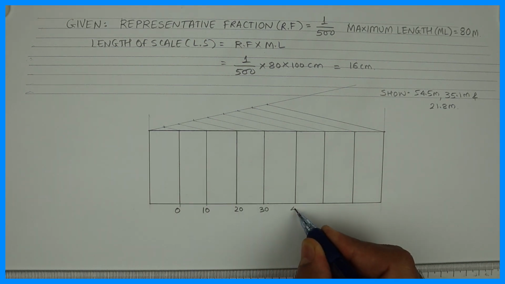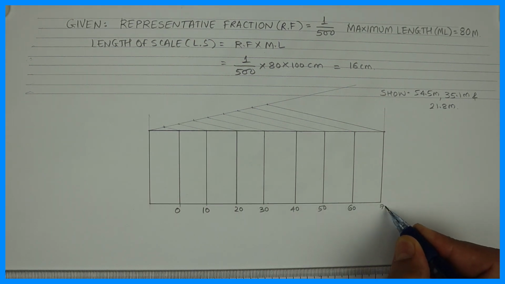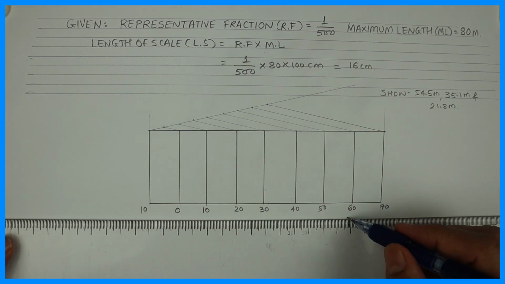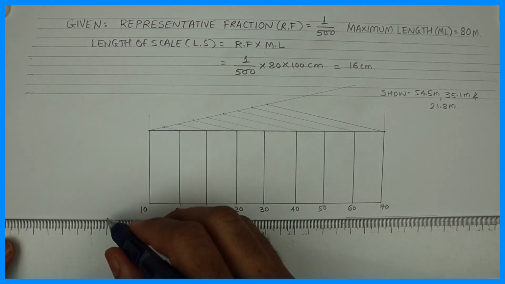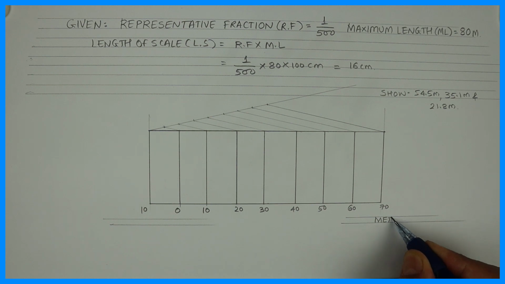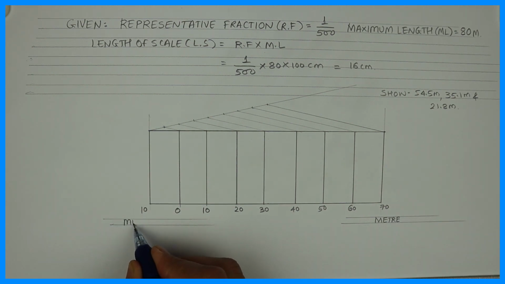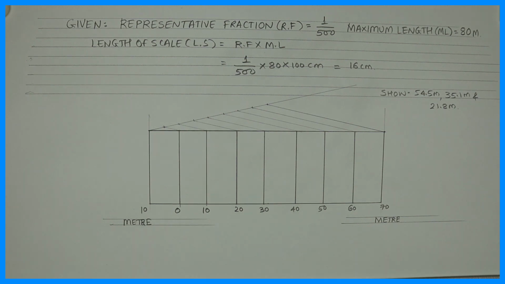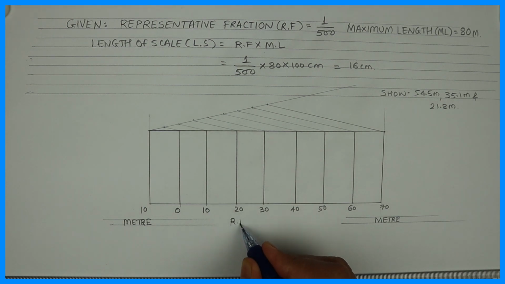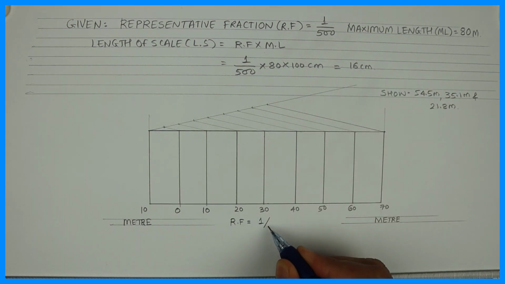Zero, 10, 20, 30, 40, 50, 60, 70. Remember that it is 80, right? So if you divide 80 into 8 parts, you will get meter on both the sides. You won't get meter decimeter. So this is more important, right? So representative fraction is 1/500.